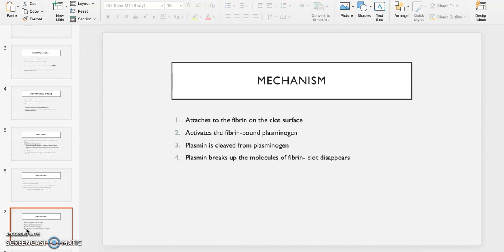So then, a breakdown of the steps again. Once it's injected into the veins, the tPA attaches to the fibrin on the clot surfaces. It then activates the fibrin-bound plasminogen. The plasmin is cleaved from the plasminogen, and then the plasmin breaks up the molecules of the fibrin clot. The plasmin breaks up the molecules of the fibrin, and that then causes the clot to disappear.